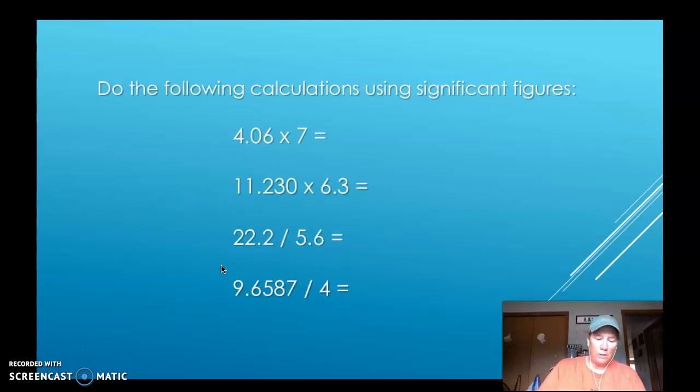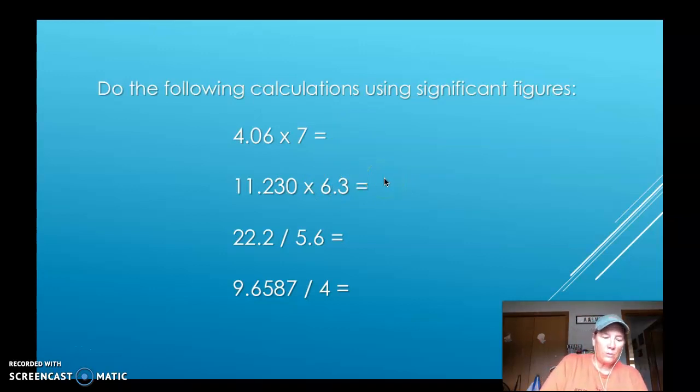Okay, remember when you multiply and divide, it's the number of significant figures. So that first one is 4.06 times 7. The answer is 28.42. Okay, this has 3 significant figures, this only one has 1, so I can only have 1 significant figure. So instead of 28.42, I write 30, no decimal. That would only have 1 significant figure, and it would be close to that number.